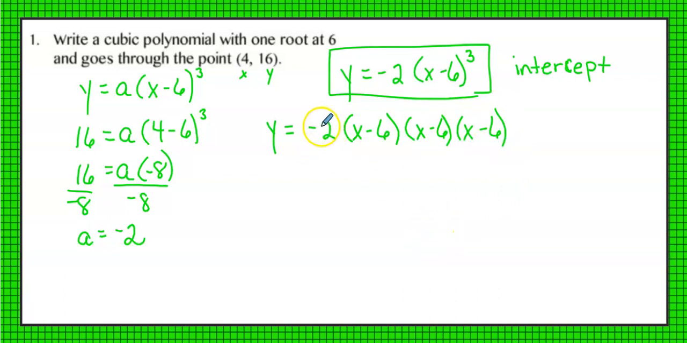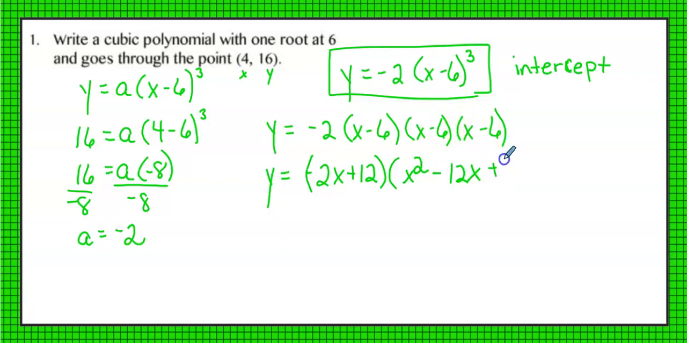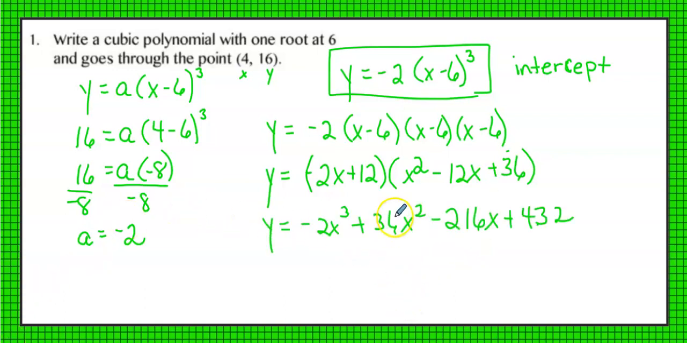So I'm going to go ahead and multiply the negative 2 into this one. Put that in parentheses, and then I'm going to multiply these two binomials and put those in a separate set of parentheses. So that's x squared minus 12x plus 36. Then I'm going to need to multiply this binomial times this trinomial. I'm going to pause my video and go ahead and do that, and then I'll give you the answer in standard form. Okay, so here's your answer in standard form.